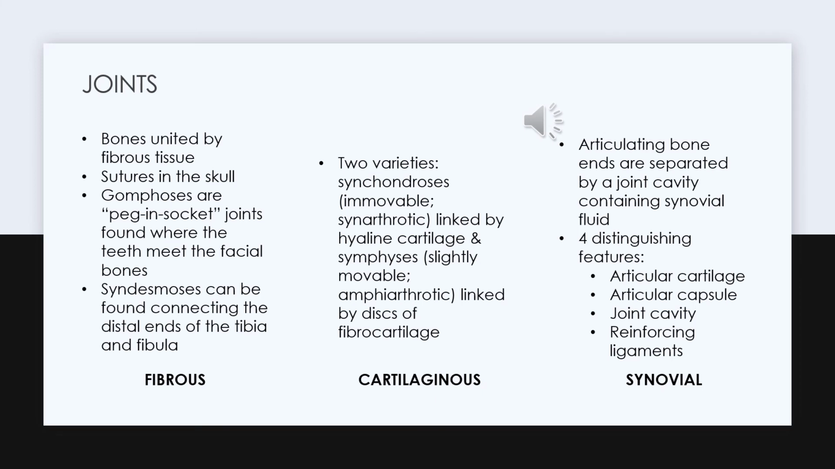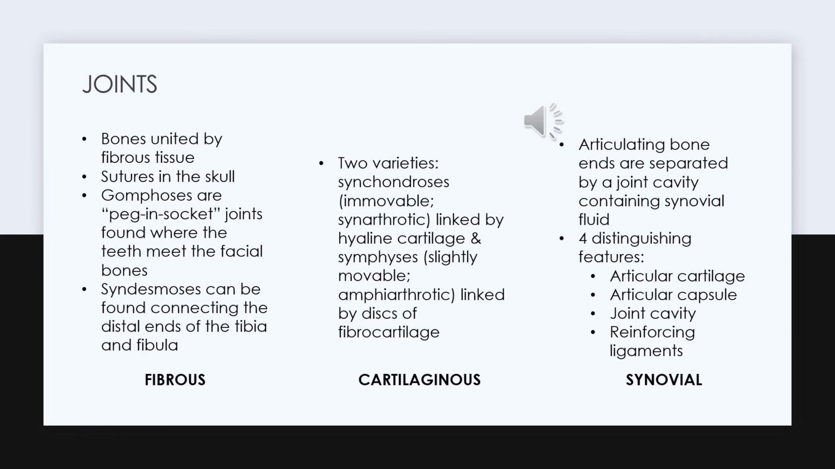So a little bit more about each of those joints as they are divided structurally. So we have the fibrous joints. They're united by fibrous tissue. An example would be the sutures in the skull. Gomphoses are peg and socket joints found where the teeth meet the facial bones. Syndesmoses can be found connecting the distal ends of the tibia and fibula.